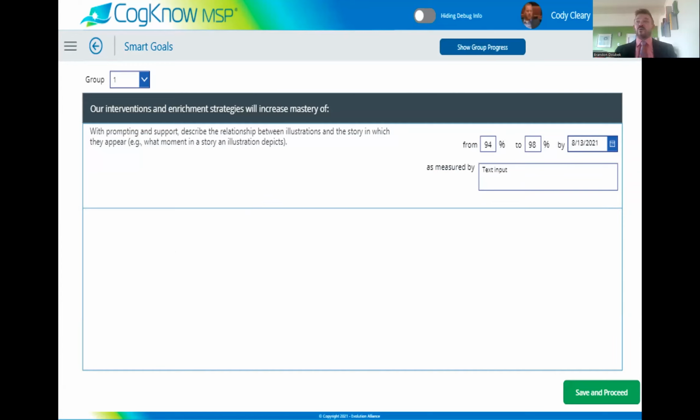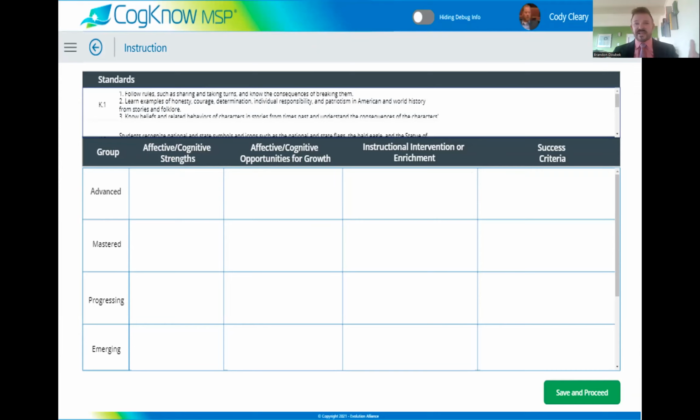The next part is the focus on instruction, where we're looking at what affective and cognitive strengths each of the groups have? What are the opportunities for growth? Then most importantly of all of these, what instructional intervention or enrichment is going to be provided to differentiate instruction? So that at the tier 1 level, we have reteaching that's occurring that's meeting the needs of students. So we're not jumping them to tier 2 and tier 3. We then take whatever that level of rigor is, we write the success criteria for the instructional strategy that we're going to be addressing based on those opportunities for growth.